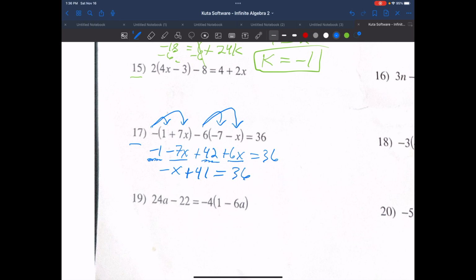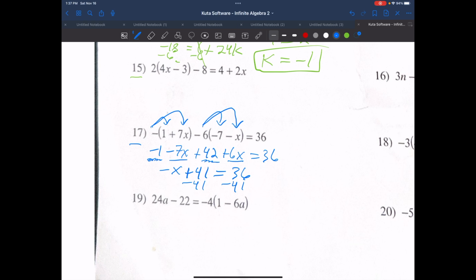Now I have to do the inverse operation happening between this variable and this number, which is subtraction. So I'm going to go -41. Whatever I do to one side, I do to the other, -41. I end up with, what is that? I end up with -5.